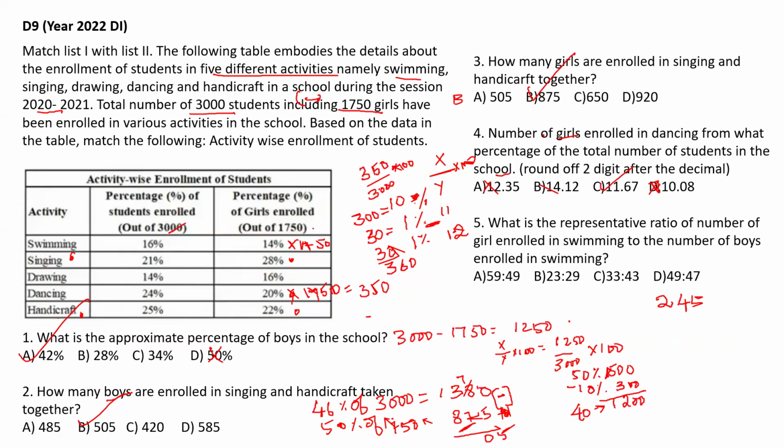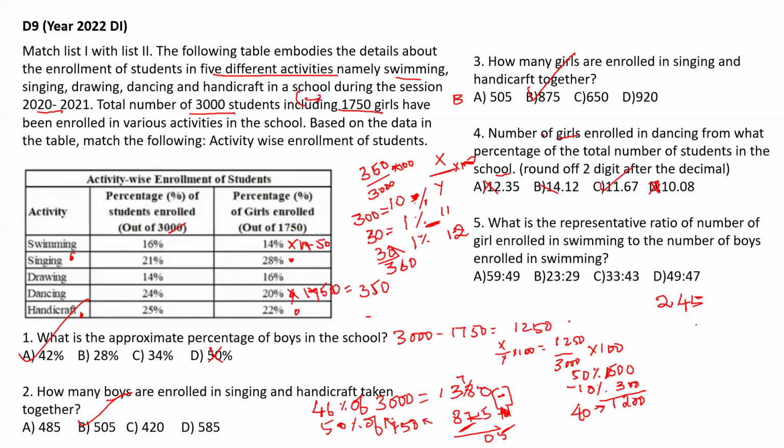So this 245, how could you calculate? Just take 10 percentage, which is 1750, and 5 percentage like that also you can calculate. Or else you can just multiply 1750 into 14 by 100. If you do that, it will come around 245.